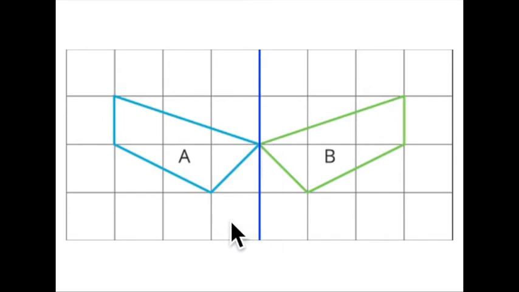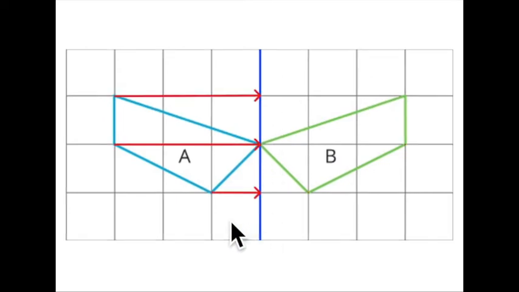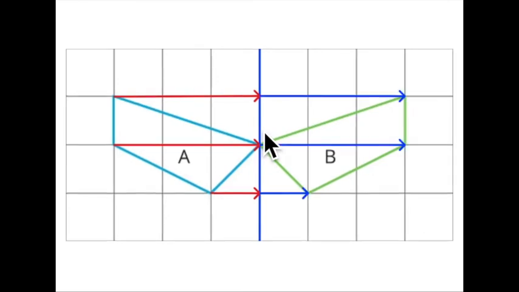And so remember, for a reflection, you have to measure the distance from each point to the line of reflection, the perpendicular distance. So it's at a right angle. And then you place the point on the other side an equal distance from the line of reflection. So I move each of those arrows over to the other side, and they all line up with the points on this image on the other side. So image B is a reflection of image A.